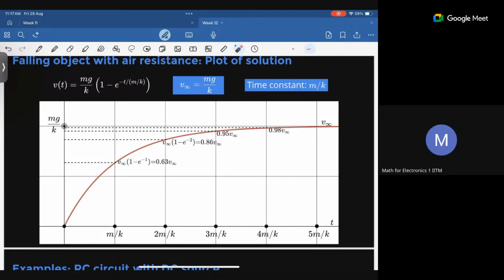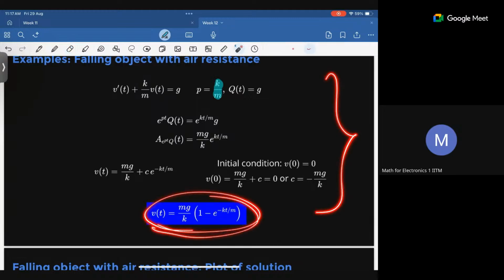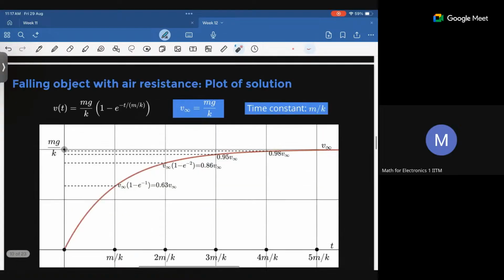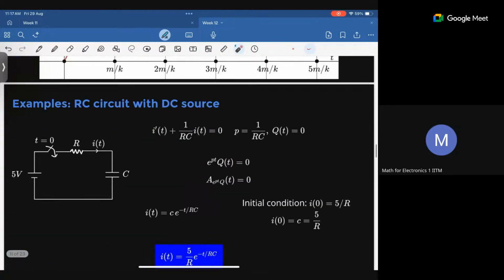So you should develop your skills in both, not one. You should solve the ODE first. So these steps are important. Once you solve that, after the solution you should also be able to plot it. That is also important. That is why I'm dealing with both together. So that is for the falling object.